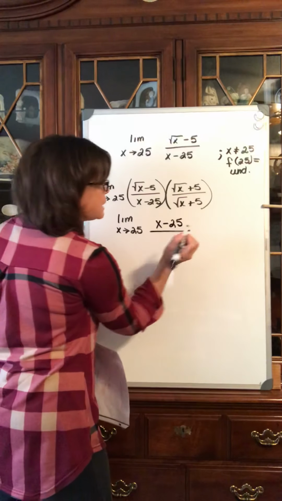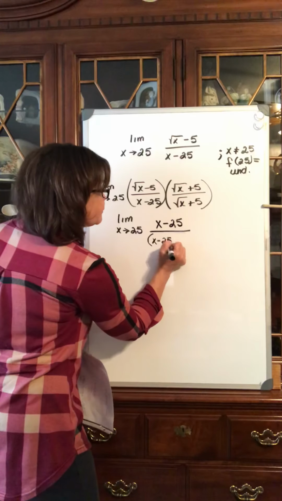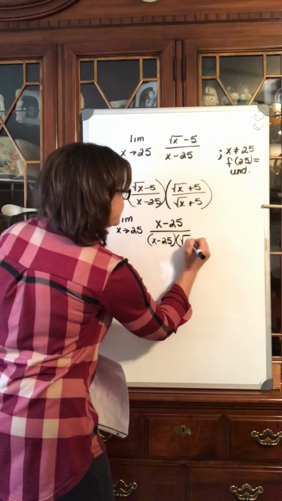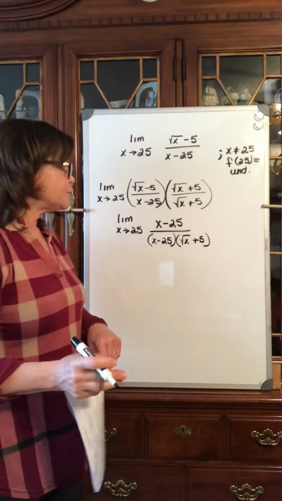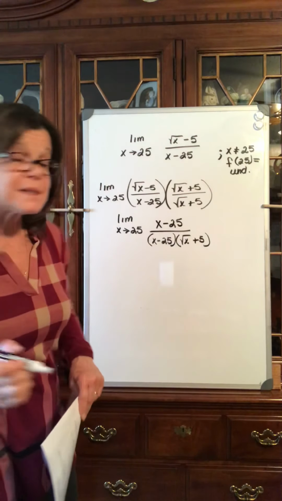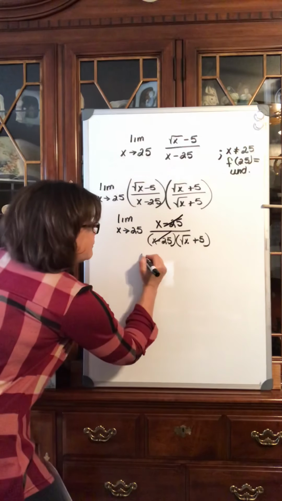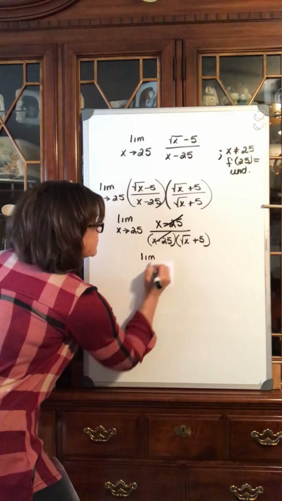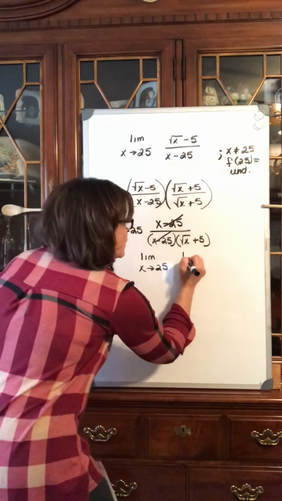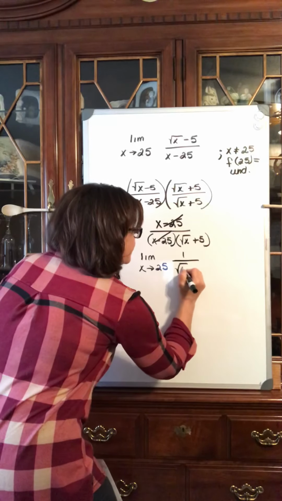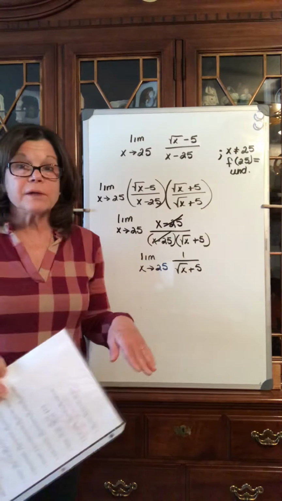I'm not going to multiply the denominator yet. x minus 25 divided by the square root of x plus 5. And I didn't want to multiply the denominators yet because I wanted to see if the numerator would cancel, and it does. So when I cancel this out, I'm left with the limit as x is approaching 25 of 1 over the square root of x plus 5. So now I'm done simplifying the function.